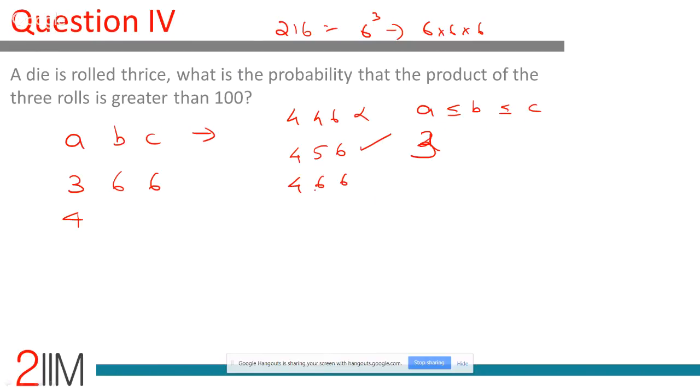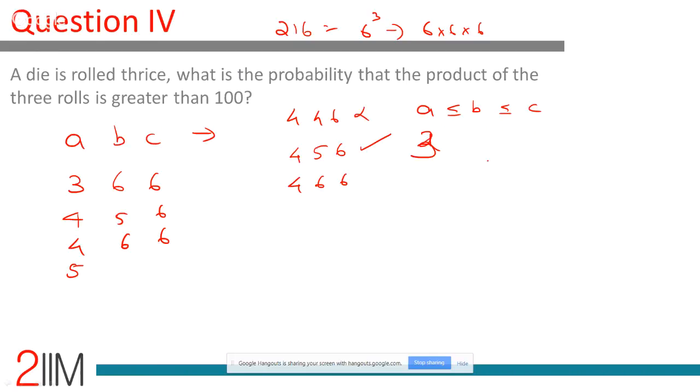So starting with 4, not saying the first roll is 4, the smallest of the 3 throws is 4. So the total could be 4 into 5, 20 into 6, 120. So 4, 5, 6 is possible. 4, 6, 6 is possible. Now let's put the smallest throw as 5.